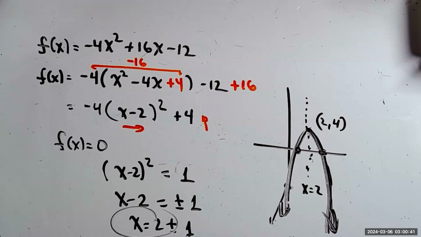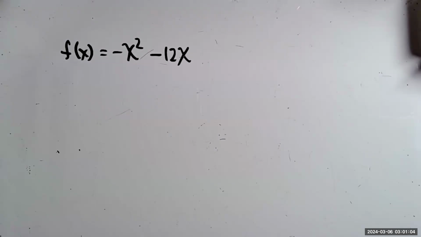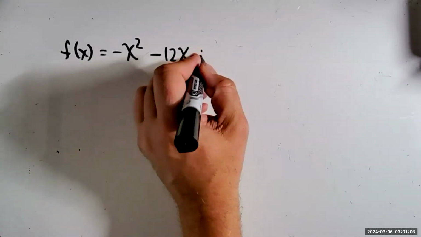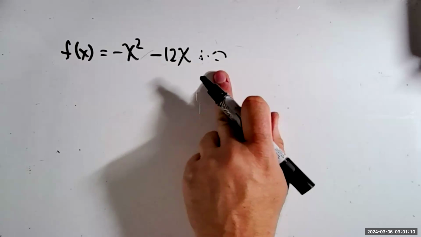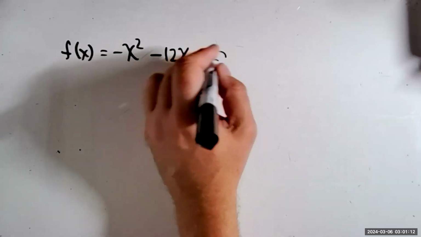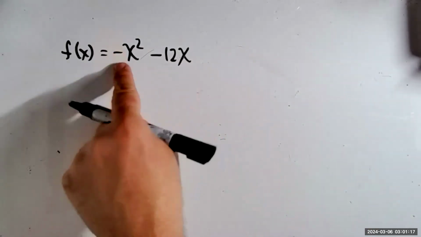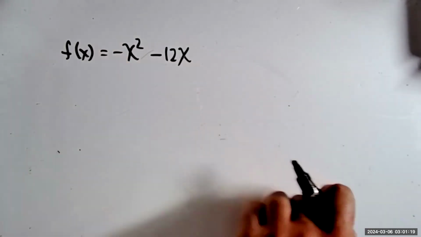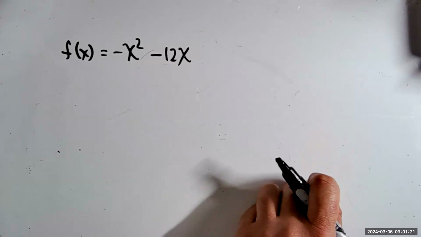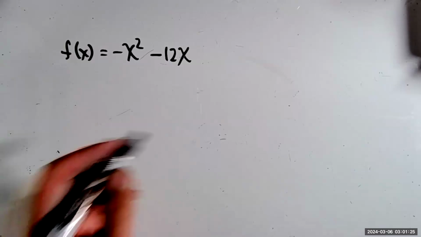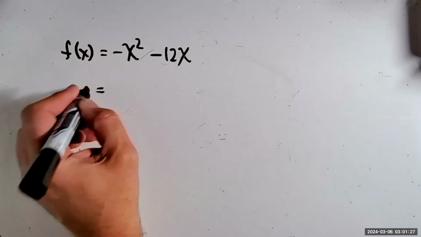And then the last one, this one is very quick. Minus x squared minus 12x. Of course, my y-intercept is, my c is plus 0 here. This is c equals 0, so that's my y-intercept, (0, 0). Negative a, opens down. So it has a maximum. So it's straightforward.